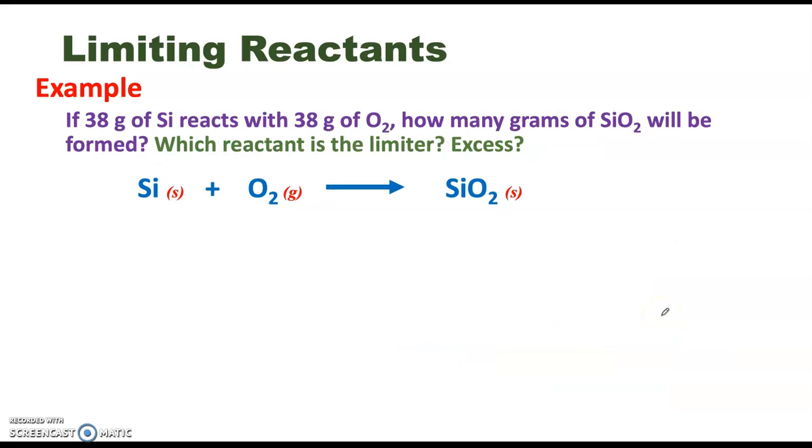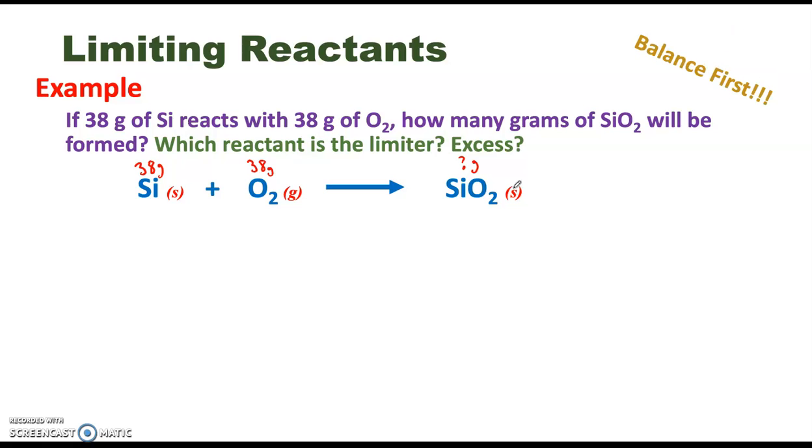Okay, now here's how we do an actual math problem. We're moving on. It says if 38 grams of silicon reacts with 38 grams of oxygen, how many grams of silicon dioxide will be formed? And then which reactant is the limiter, which one's in excess?